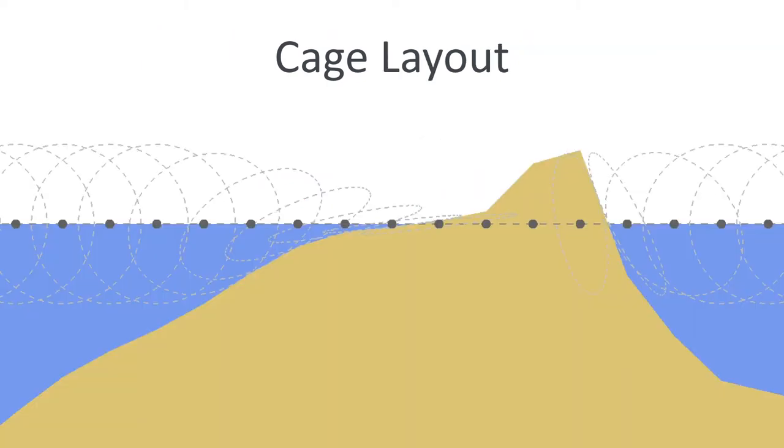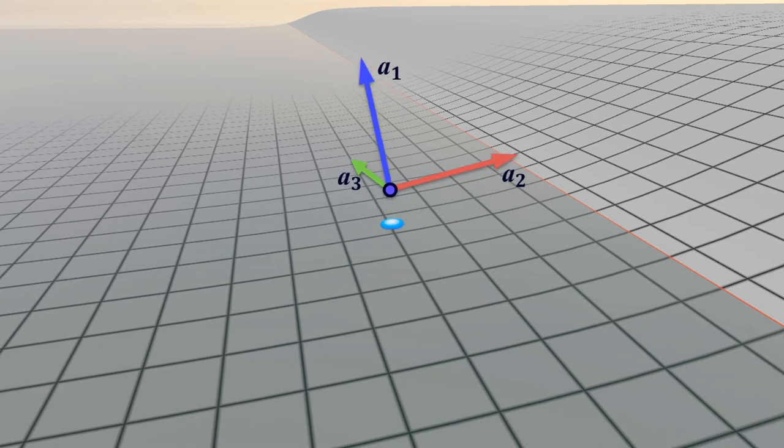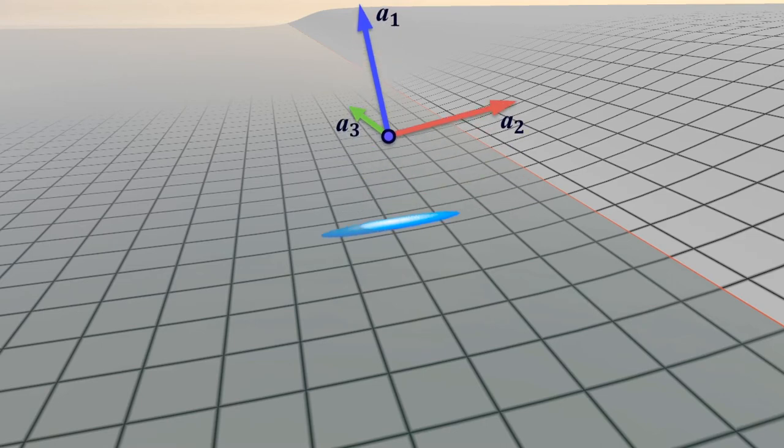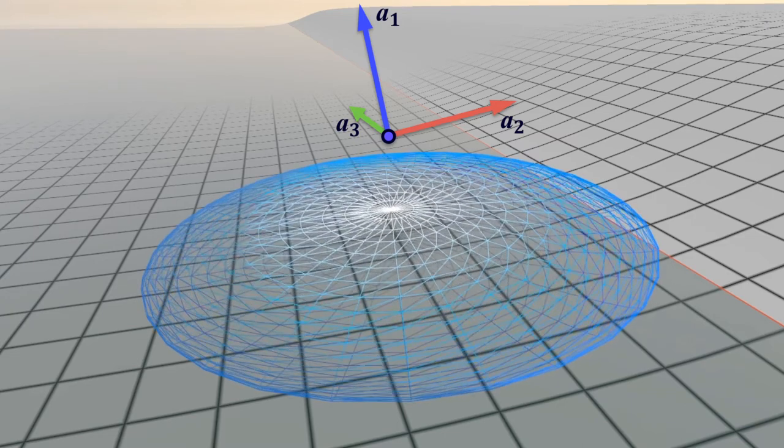We lay out a simple regular grid on the water's rest surface, where each grid node holds its individual cage parameters. We interpolate this information over all of space, as shown here by the moving cage. Cages are not allowed to touch the terrain, as this would again cause interpenetrations. In our simulation, we first grow the radius R2, then we grow R3, and finally R1.